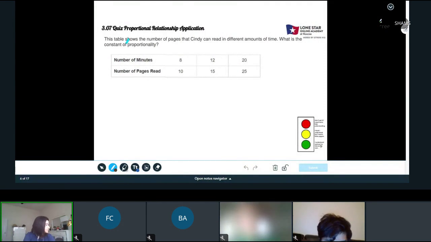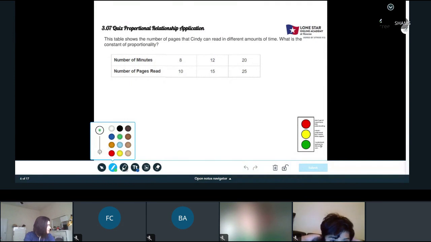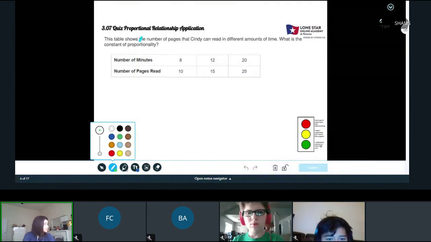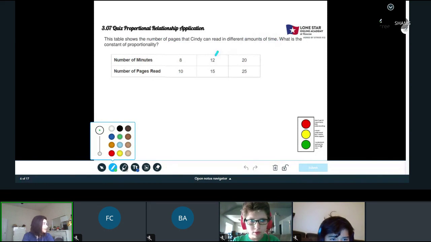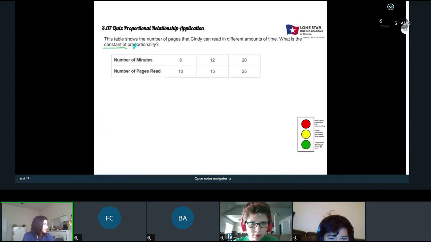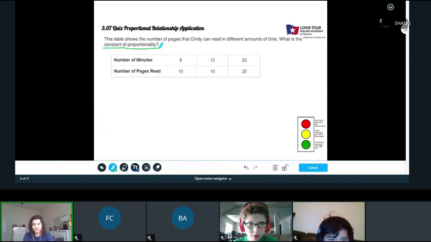Let's see. What does it want us to do? This table shows the number of pages that Cindy can read in different amounts of time. What is the constant of proportionality?